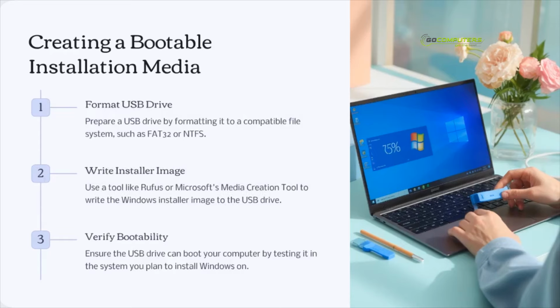Creating a bootable installation media. 1. Format USB drive. Prepare a USB drive by formatting it to a compatible file system, such as FAT32 or NTFS. 2. Write installer image. Use a tool like Rufus or Microsoft's media creation tool to write the Windows installer image to the USB drive. 3. Verify bootability. Ensure the USB drive can boot your computer by testing it in the system you plan to install Windows on.